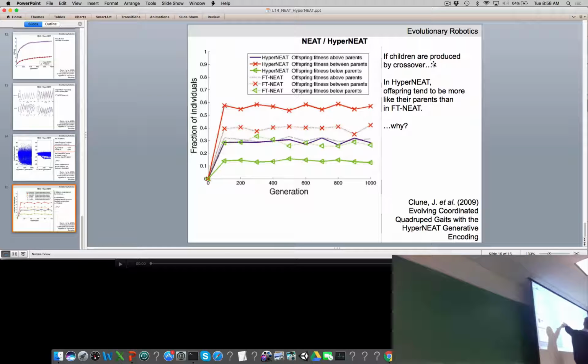Again, there are fewer offspring that are between both parents. And finally, we're looking at the top dotted line here, which is showing the offspring above two parents, which is actually about the same as HyperNEAT. That's a little non-intuitive here. But generally speaking, the result of recombination is doing better for HyperNEAT. There are many more offspring that are similar to the parents, and in some cases, better than both.